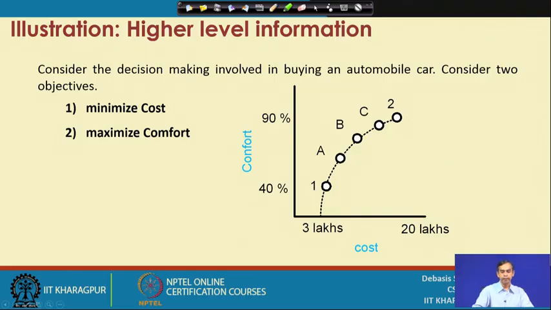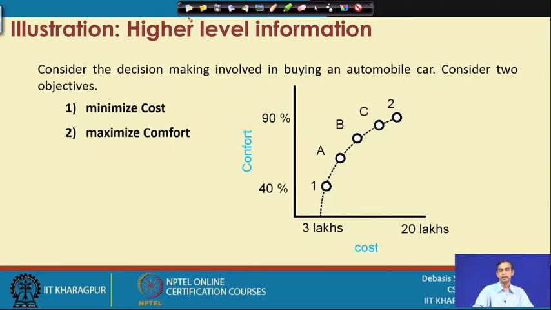Now I will discuss the concept of high level information with an example. Suppose you have to purchase a car, and there are two objectives, the cost and the comfort. That means, you have to purchase a car with minimum cost involved and maximum possible comfort from the car. If you visit the cars in the car markets, you can find a number of solutions there, because every car has its own cost as well as its own comfort. Here we have given a few examples.